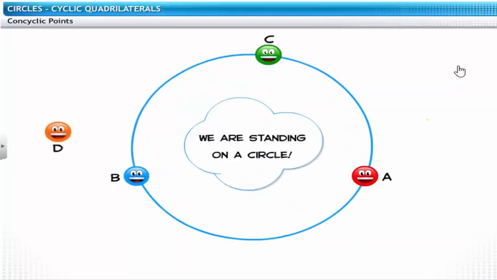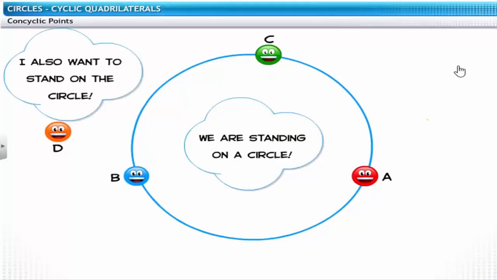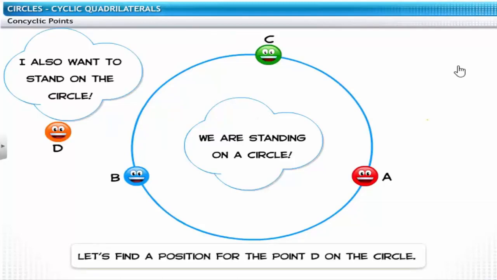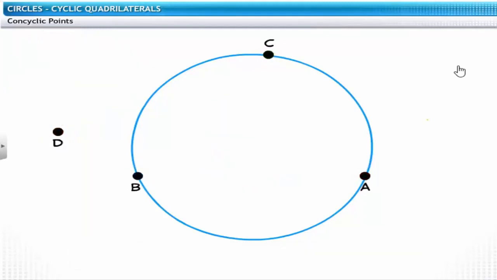Uh-oh, we have another friend of A, B and C who wants to stand on the circle with them. Now, where should D stand? Let us find a position for D so that we can draw a circle that passes through the positions of all the 4 friends A, B, C and D. This calls for some construction.